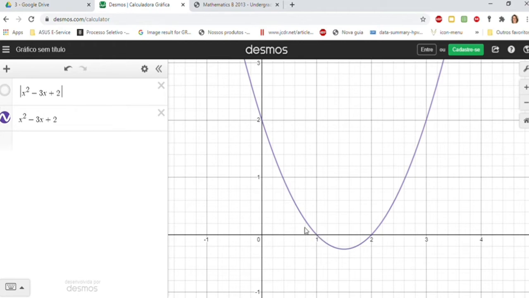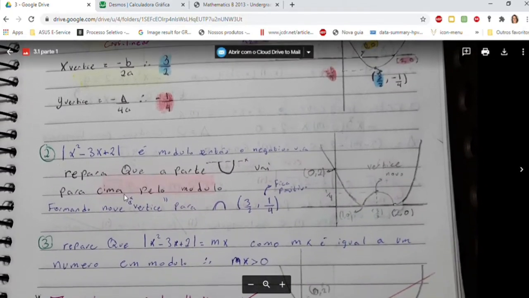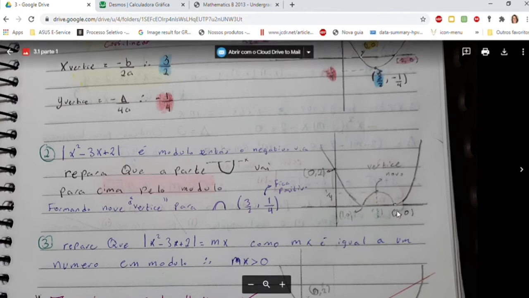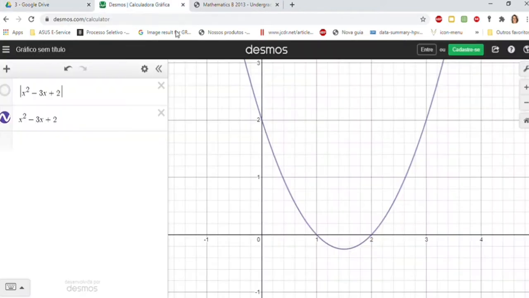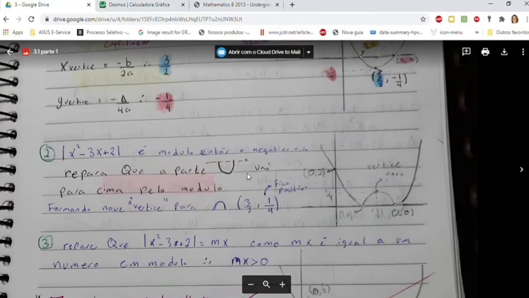Look, from 0 to 1, all of them are positive. Now, for x between 1 and 2, f of x is negative, so you have to change the sign over here. This part is going to reflect like this. The vertex was minus 1/4, it's going to become positive 1/4. The 3/2 will stay the same. Look over here, you see? This point is just this point reflected in the x-axis. This is basically what our modulus says.